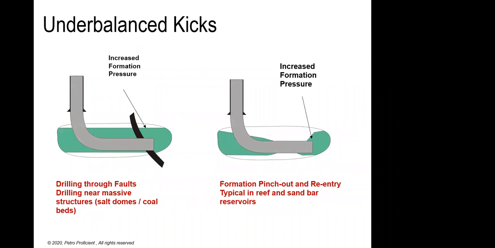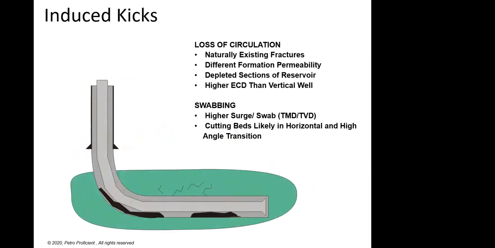Here you can see in these images a pinch out where you reach another high pressure zone, or there is a fault, that we just spoke about. As can be seen here, there is a tendency of the cuttings to accumulate on the lower side of the well, in the transition zone or in the horizontal zone. With this, you have very limited clearance between your well and your BHA. So as you're tripping out of the hole, you can swab a kick in, and this is termed an induced kick.